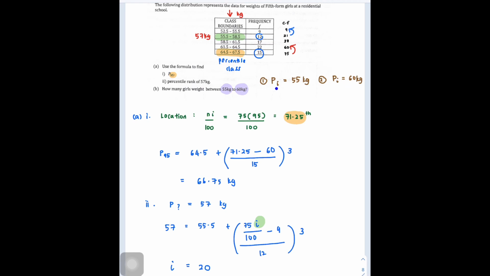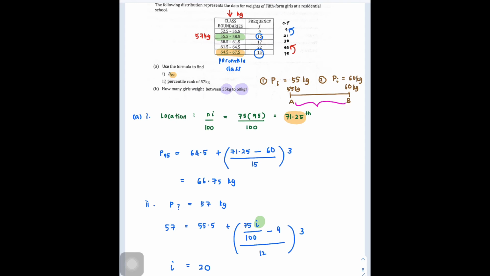Okay. Once you get your I value, and then the question asks what? How many girls weigh between 55 to 60 kg? So you are finding the difference between these two. Let's say this is 55 kg and then this is your 60 kg. So these two values are unknown. Let's say this is A, this is B. The difference means you have to find the difference between these two. For example, let's say you are having I for the second part is 80. And then I for the first part is 20. So just find the difference, which is 80 minus 20 is 60.